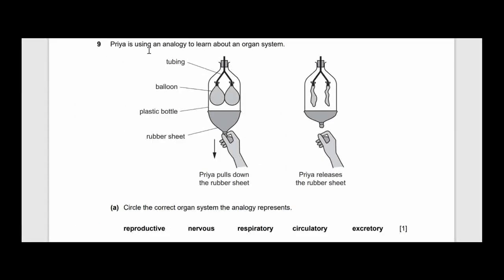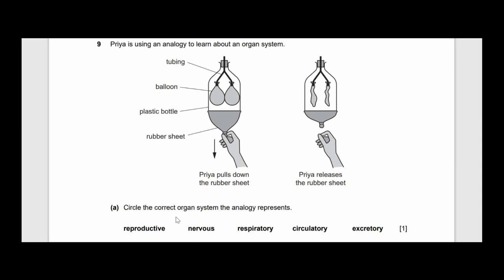Question 9. Priya is using an analogy to learn about an organ system. Tubing, balloon, plastic bottle, rubber sheet. Priya pulls down the rubber sheet, and after that Priya releases the rubber sheet. Question A, circle the correct organ system the analogy represents: is it reproductive, nervous, respiratory, circulatory, or excretory? 10 seconds.